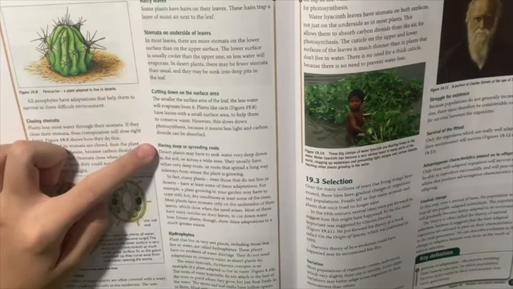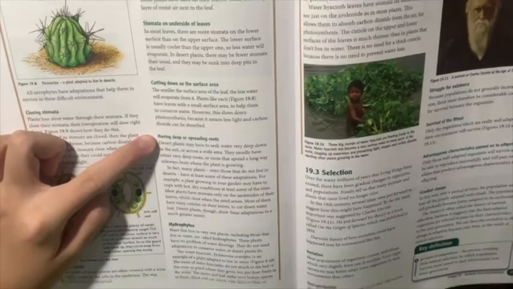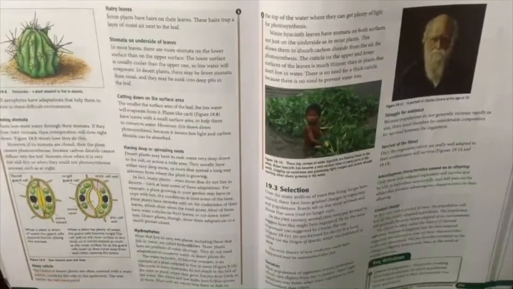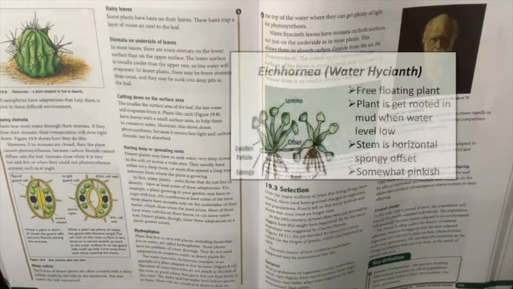Having deep or spreading roots to find water sources underground to be able to survive and photosynthesize. On the other hand, hydrophytes are plants that live in very wet places. These plants have no problem with water shortage, but this doesn't mean they do not need to have other adaptations.